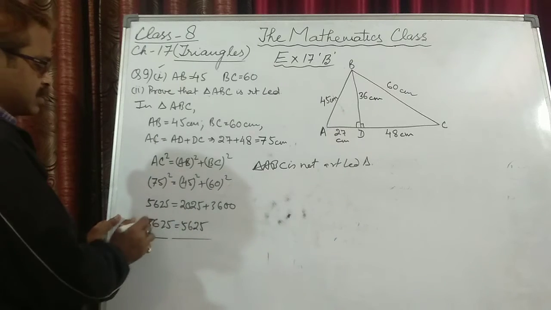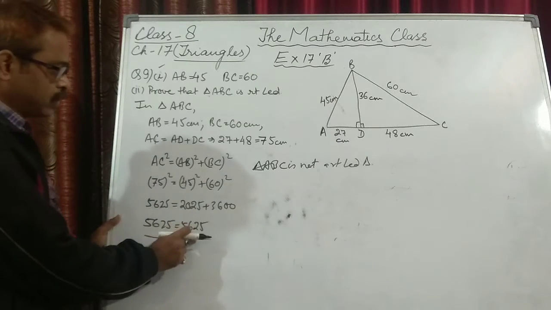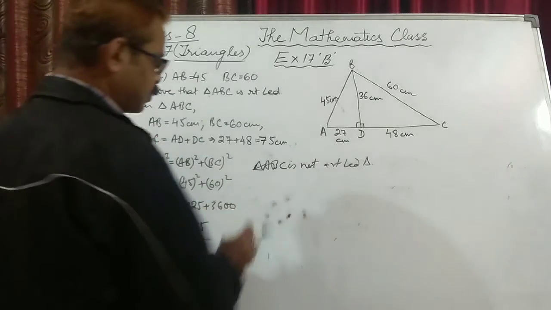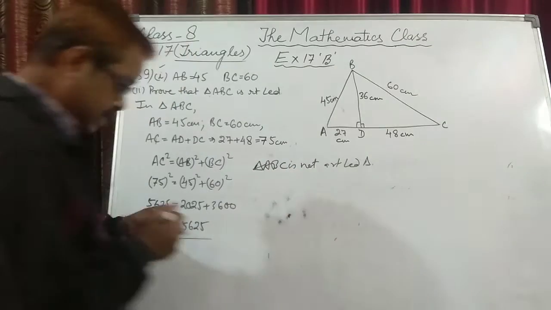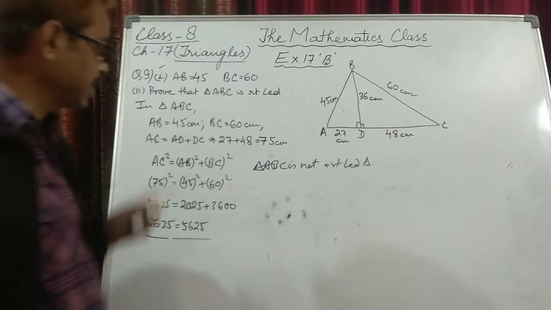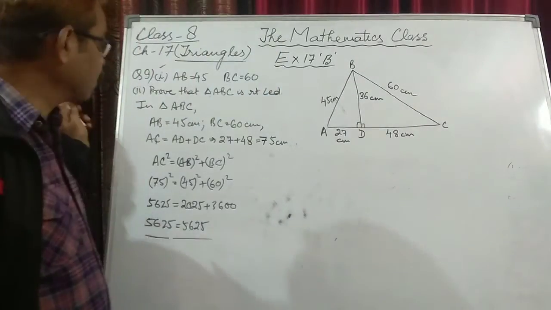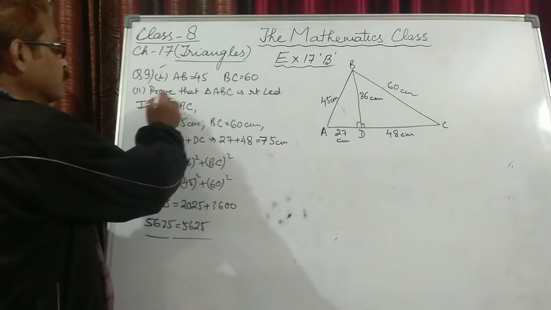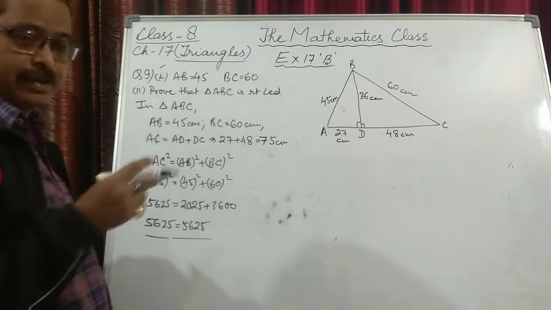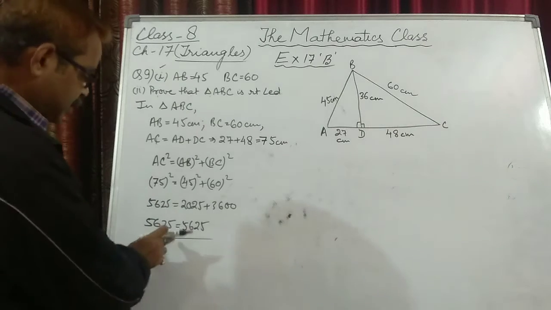Since the square of the hypotenuse is equal to the sum of the squares of the other two sides, we can say that ABC is a right angle triangle. Initially I proved that it is not a right angle triangle, but later I found that the question already says "prove that", which means it is. If it is given, then only we can prove it. It means this is right.